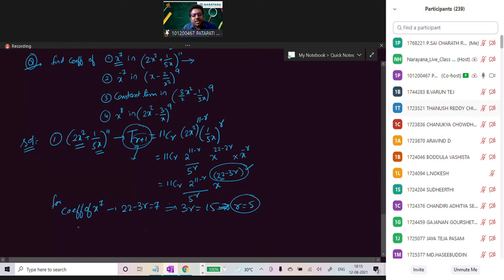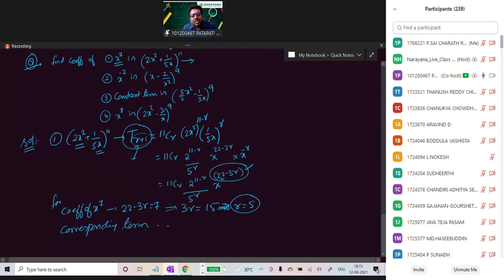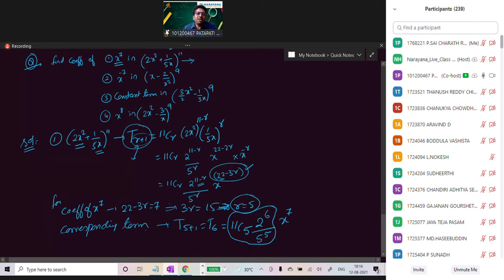You don't need to find all the terms, just find the corresponding term. What is the term? T(5+1), just T6. It is equal to 11C5, 2 power 11 minus 5, which is 6, by 5 power 5, into x power 22 minus 15, which is 7. So this is the coefficient of x^7, this is the answer. Many times you don't need to simplify it.